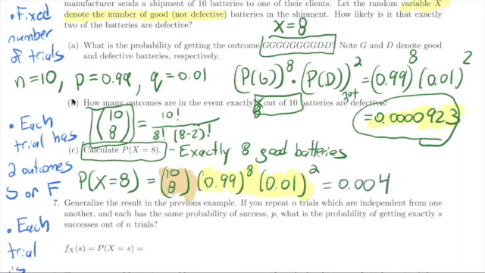So that comes out, calculating that, to 0.004. Just so you know, this over here winds up being 45. So that is a result of taking the 45 different ways that we could arrange 8 good batteries in a shipment of 10 times the probability that any one of those things would happen.